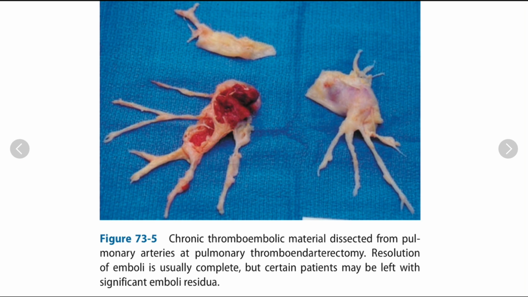Here we can see chronic thromboembolic material dissected from the pulmonary arteries at pulmonary thromboendarterectomy. Resolution of emboli is usually complete, but certain patients may be left with significant residual emboli. Here we can see a big embolus which is obliterating the pulmonary artery.